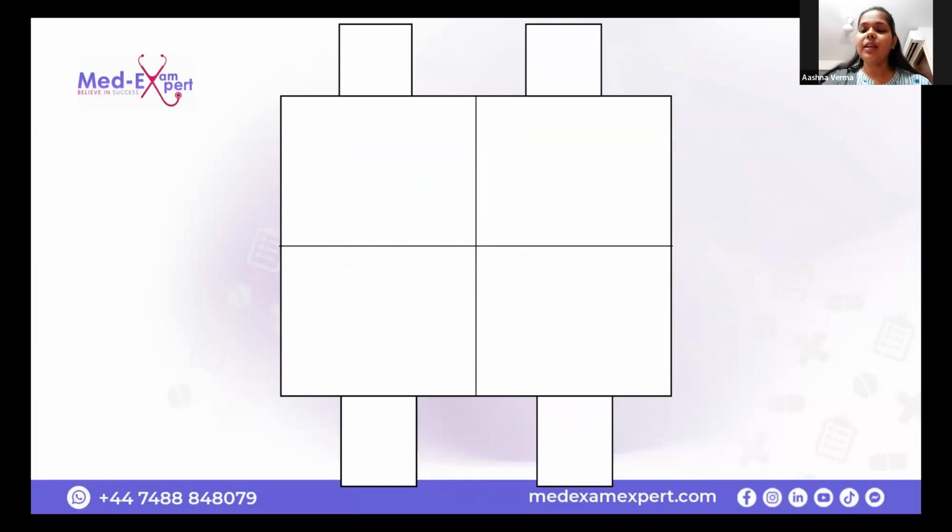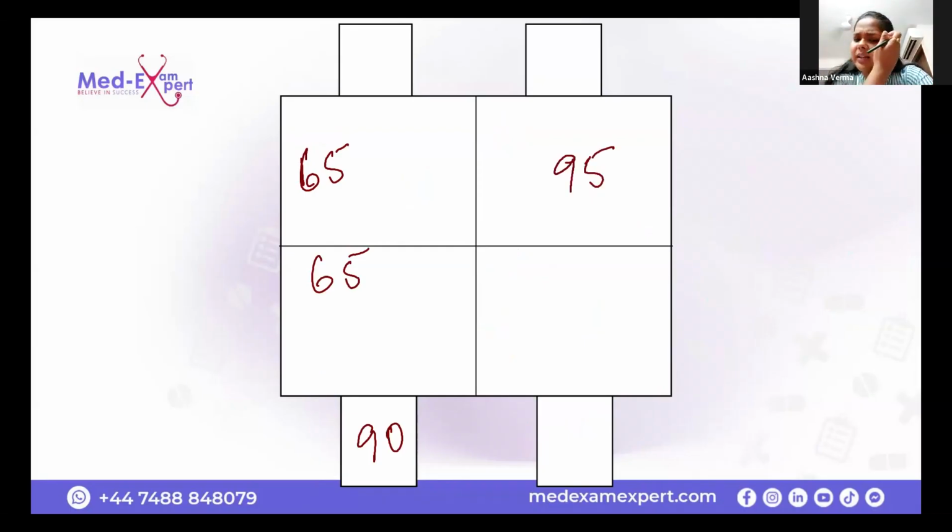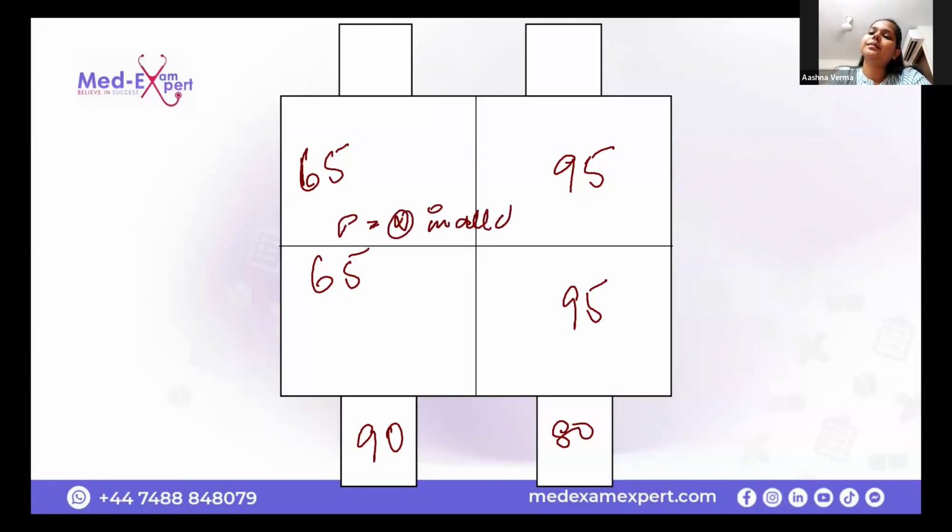So this is the right ventricle with the saturation of 65. In the pulmonary artery, it is 90. In the left atrium, it's 95. In the aorta, it is 80. Now you guys tell me what is the condition. And the pressures are normal in all chambers. What condition is this?